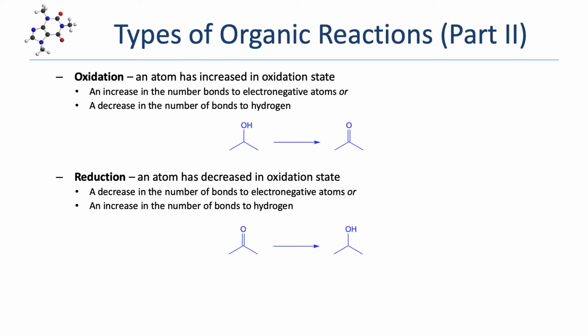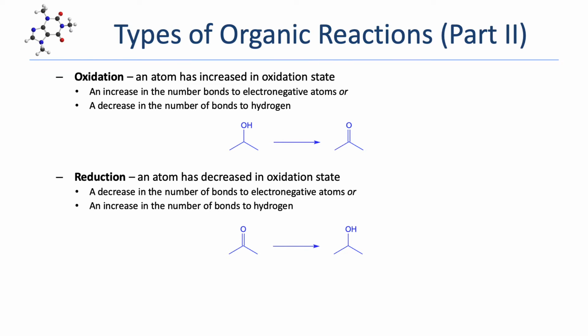Now, the way that a covalently bonded atom gains or loses electron density is through manipulations of the number of bonds it has to electronegative atoms. An electronegative atom is going to pull electron density away from the atom it's bonded to. So an oxidation is an increase in the number of bonds to electronegative atoms. Oftentimes, oxidation results in a decrease in the number of bonds to hydrogen, and if either of these two things is happening, it's considered an oxidation.